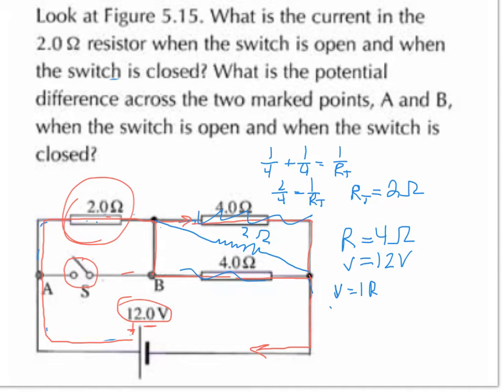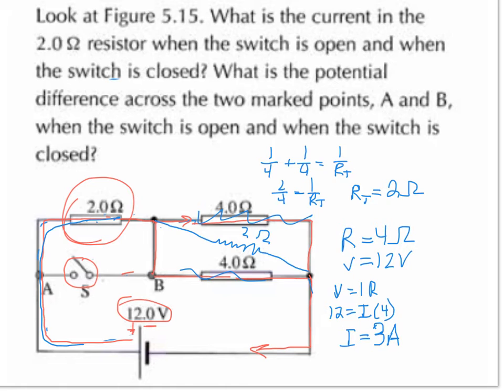So 12 equals the current times the resistance, divide, and we get a current equal to 3 amps. Okay? Now, the question was, what is the current in the 2 ohm resistor? Well, all of it is going through there. So because it's all going through there, then the current through the 2 ohm resistor is 3 amps.